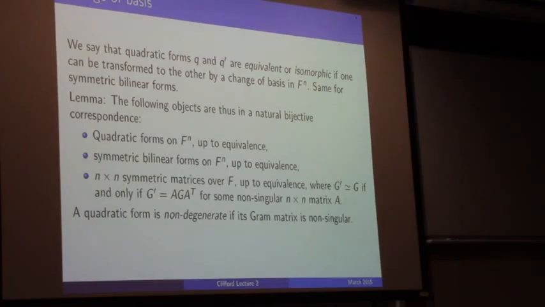So a quadratic form is non-degenerate if its Gram matrix is non-singular. And we will mostly concentrate on non-degenerate forms in this talk. So if I don't say anything, I'm probably assuming that the form is non-degenerate.